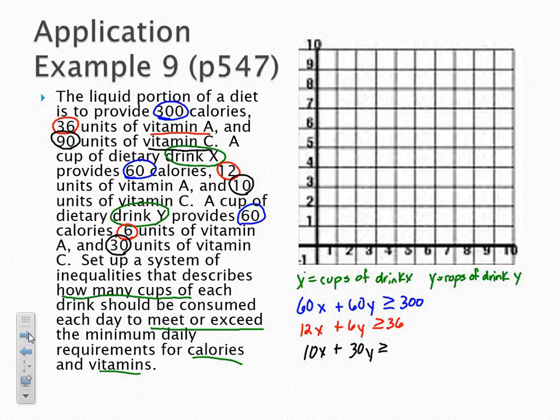It's got to be greater than or equal to 90. All right? Now, that's all the information that we can take from the problem, but common sense has to kick in here because there's two other inequalities that we need to include in this problem. All right? And what we need to recognize is that it would be impossible to have a negative number of cups that we could drink, right? They can't take cups out of our body, so we can't have a negative amount of cups.